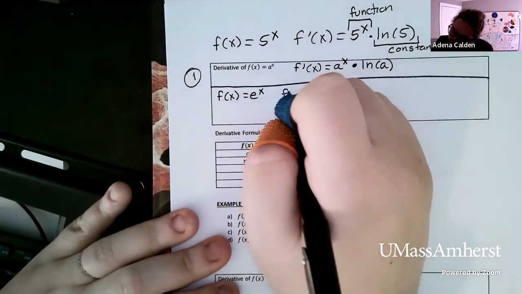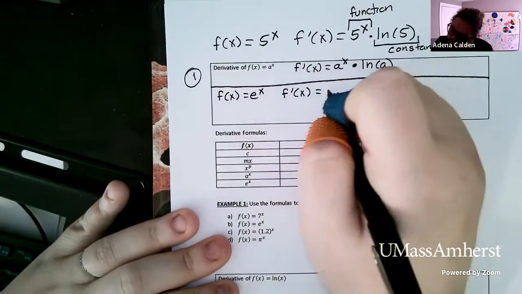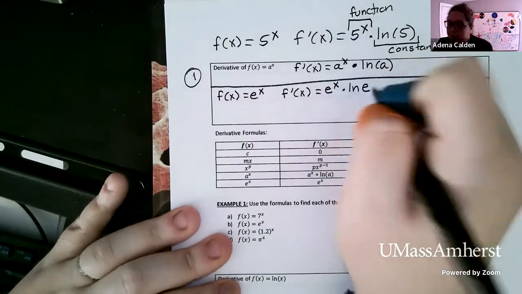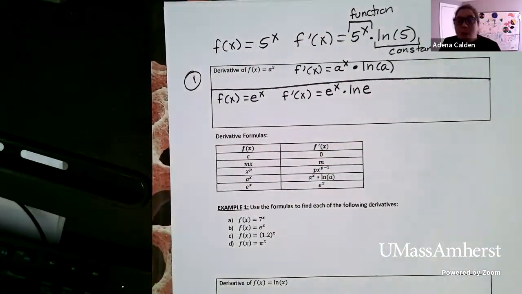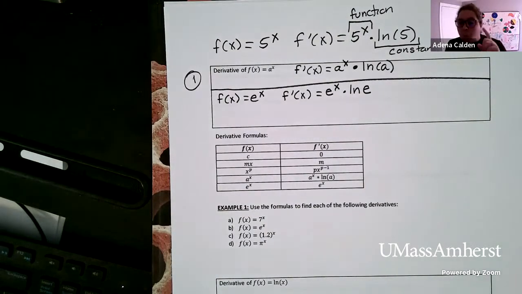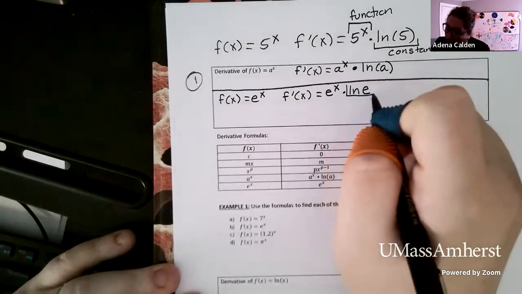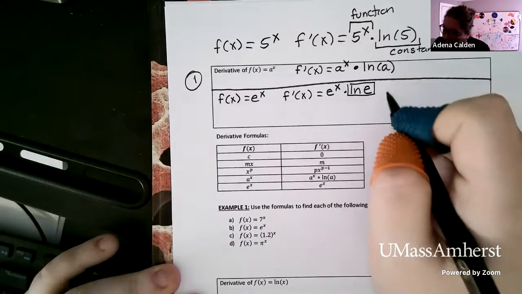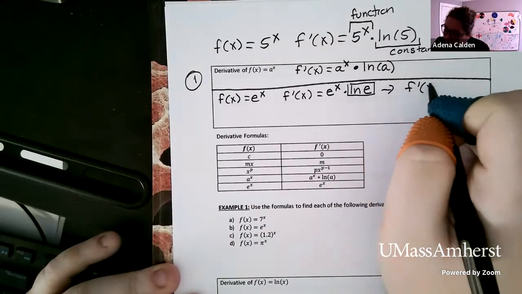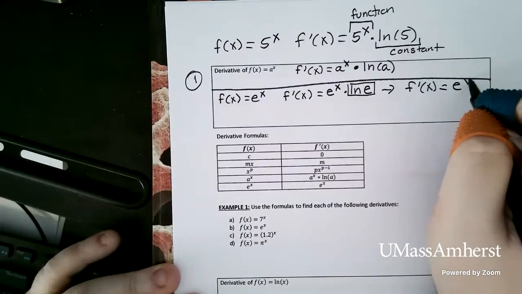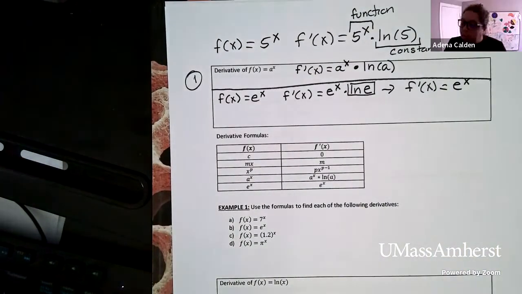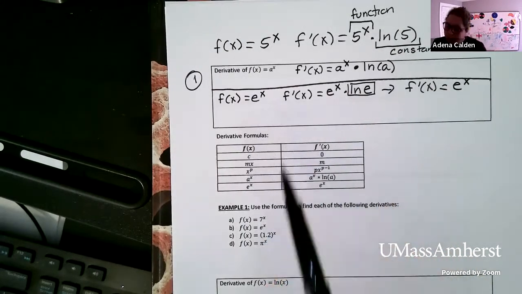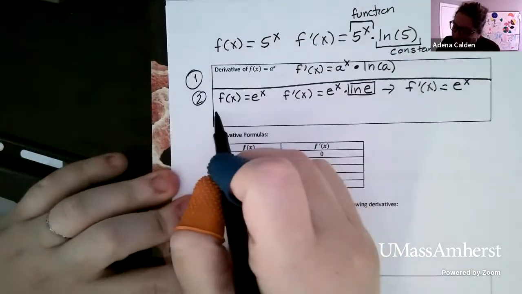If we apply our general formula, that says we get the same thing back, e to the x, times the natural log of the base. The natural log of e is 1, and anything times 1 is just itself. So e to the x times 1 is just e to the x. That means the derivative of e to the x is just e to the x, because when you apply the general formula, that constant is just a 1. Okay, so that's our first special case.